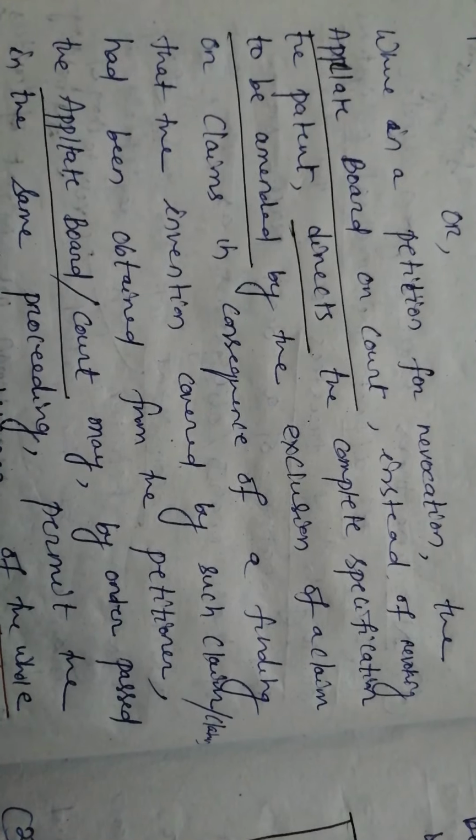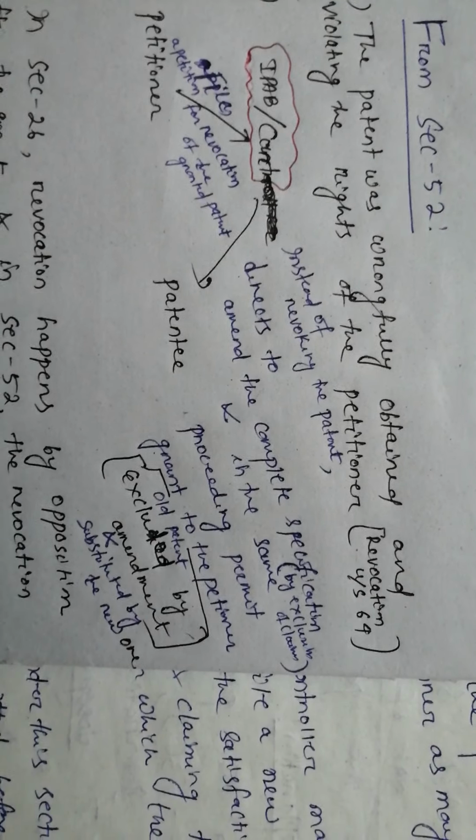And in the same proceeding, the court or the IPAB permit grant to the petitioner. That means the old patent of the patentee is excluded by amendment and substituted by the new patent of the petitioner. Fine. And what are the conditions of these new patents, that we will study in subsection 2. Fine.